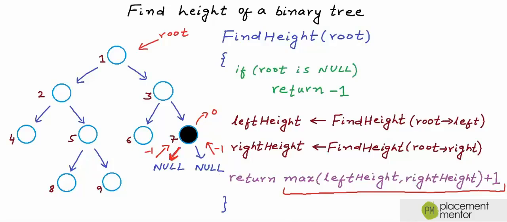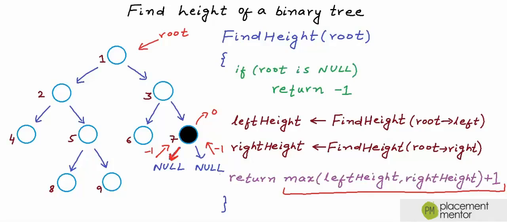Some people define height as number of nodes in longest path from root to a leaf node. We are counting edges here, and this is the right definition. If you want to count number of nodes, then for a leaf node height would be 1, and for empty tree height would be 0. So all you need to do is return 0 here, and this is the code if you want to count number of nodes. But I think the right definition is number of edges, so I'll return -1 here.